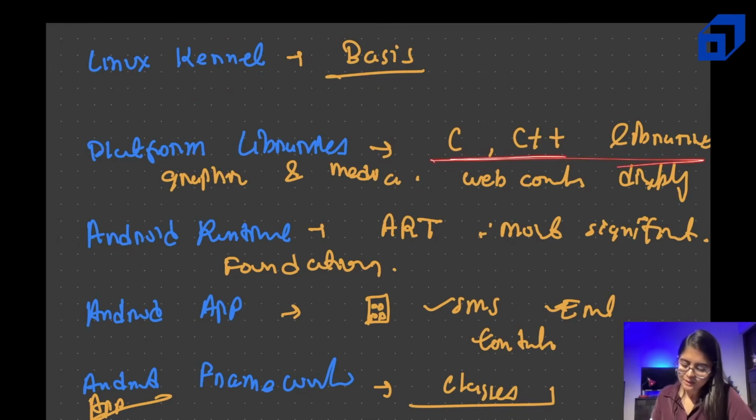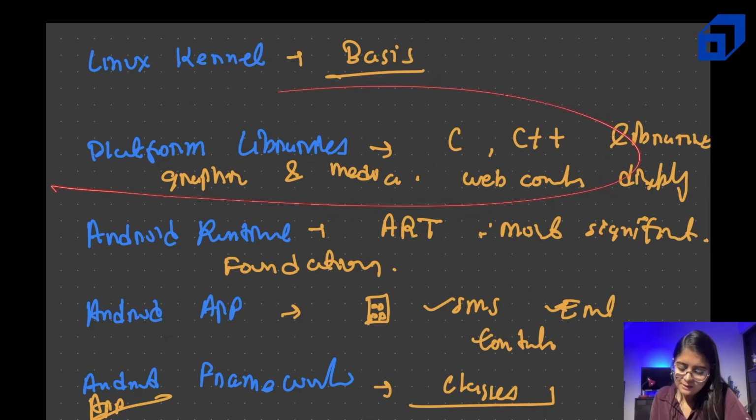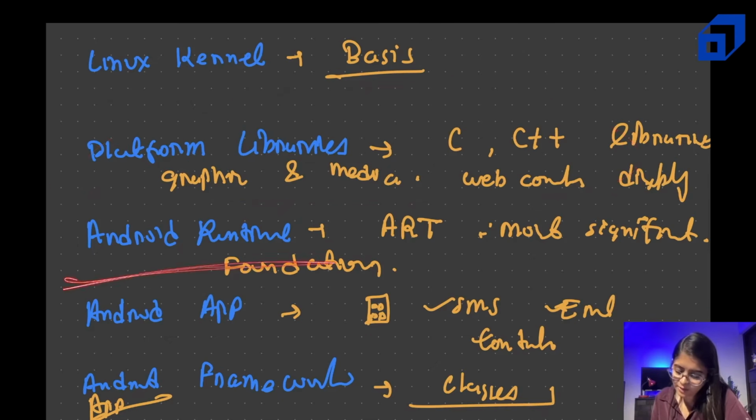So C++ libraries, all these are native. All these are part of platform libraries, and it helps in graphics, media, all those stuff. Like we are able to see things like web content, etc. All this is possible because of these libraries. Then Android runtime, it is the most significant component of the architecture, and it forms the foundation of this.